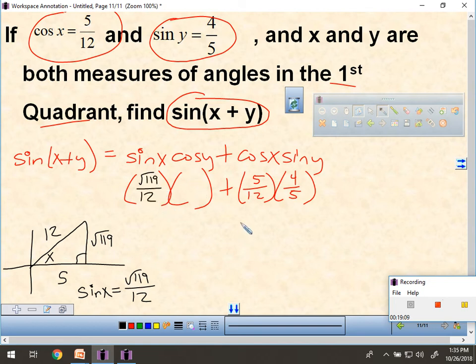And then cosine of y, so draw one for cosine. So here's my y triangle. It says sine of y is 4 over 5, so this is 4, this is 5. And y'all know that this is a 3, 4, 5 triangle. So there's my triangle.